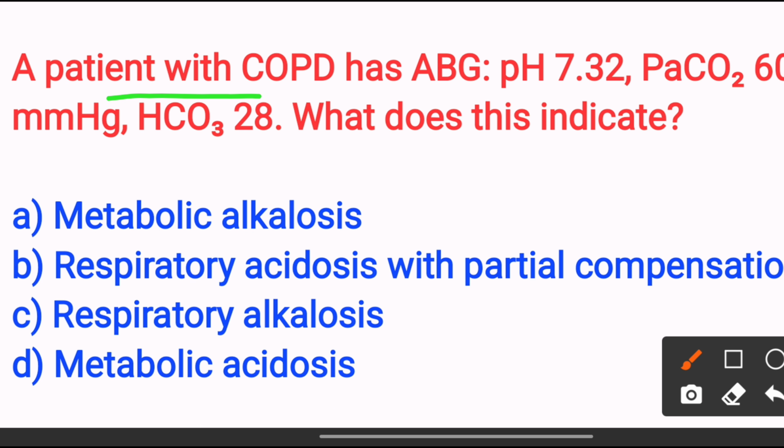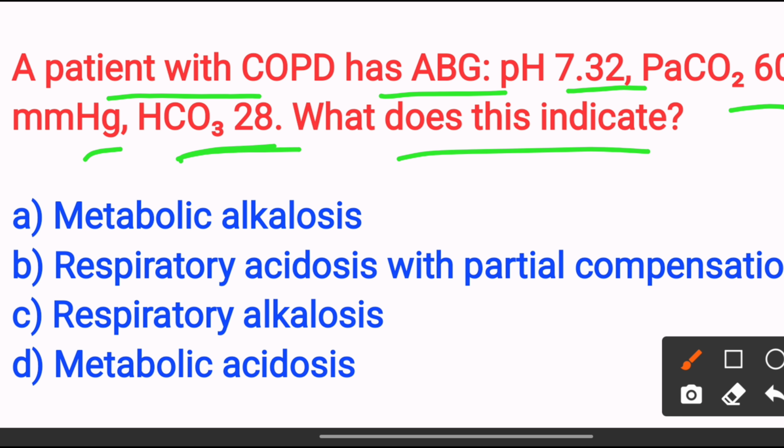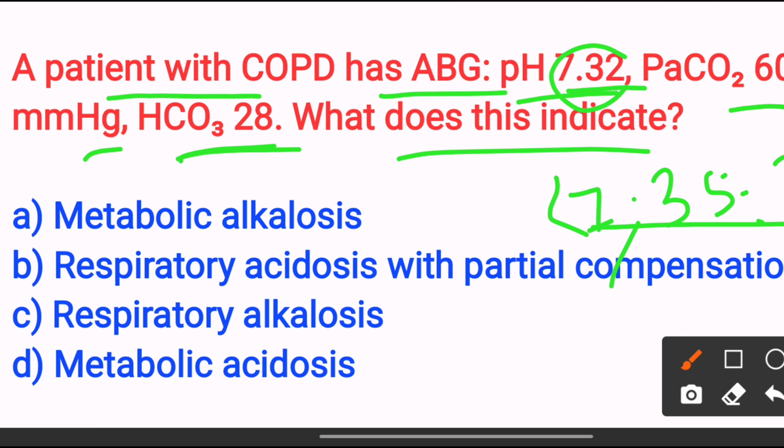In a patient with COPD, ABG, arterial blood gas, pH 7.32, PaCO2 60, bicarbonate HCO3 28, what does this indicate? pH 7.35 to 7.45 is normal. Below 7.35 is known as acidic. So this is an acidosis.